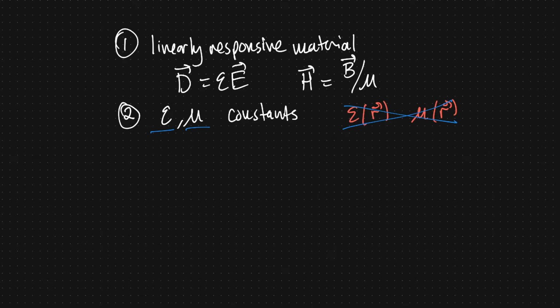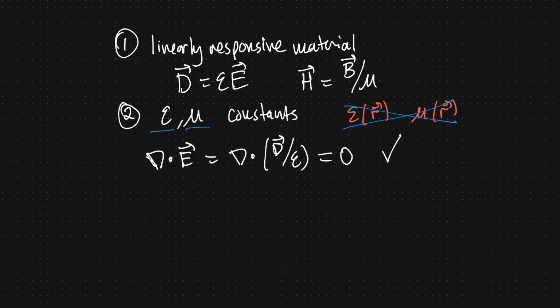And so what these two simplifying assumptions allow us to do is they say, well, now if we consider the divergence of the electric field, we're going to be taking the divergence of the D field divided by a constant epsilon, and both of those things vanish. So we get rid of the issue that we had before.